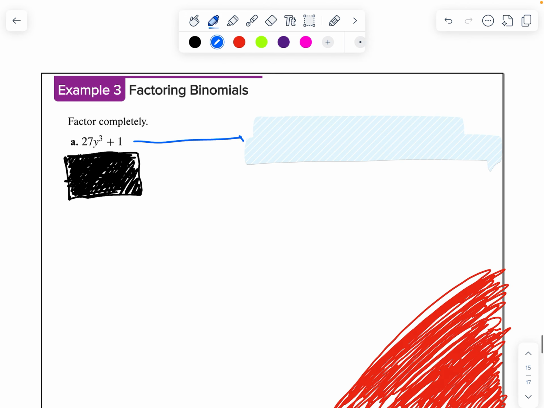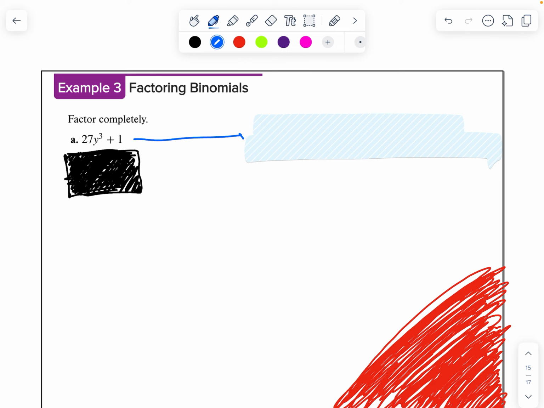All right, last slide. Factor completely. Again, this is another one for you to try. 27y to the third plus 1. I'm going to give you the hint that 3 times 3 times 3 is 27. 1 times 1 times 1 is 1. And y times y times y is y to the third. And I'll show you my answer in 3, 2, 1.